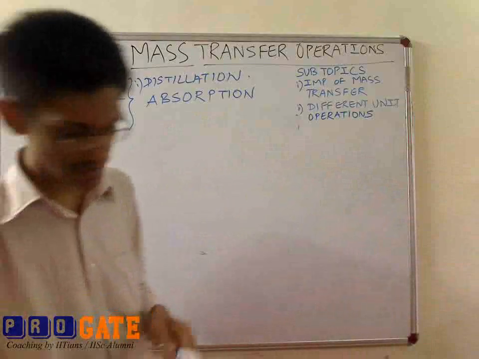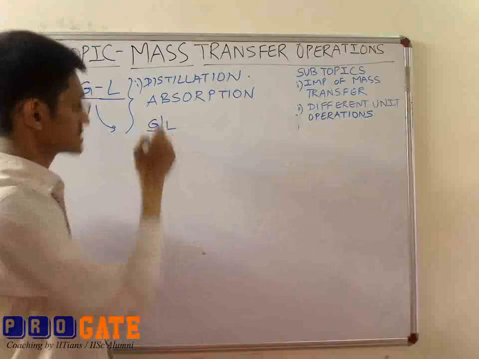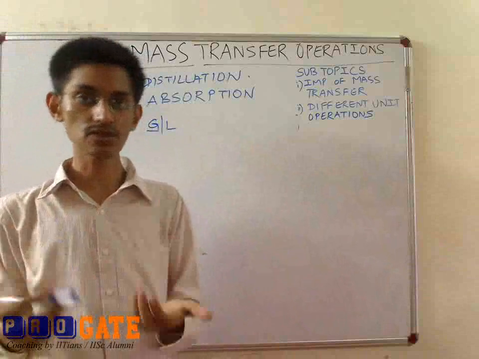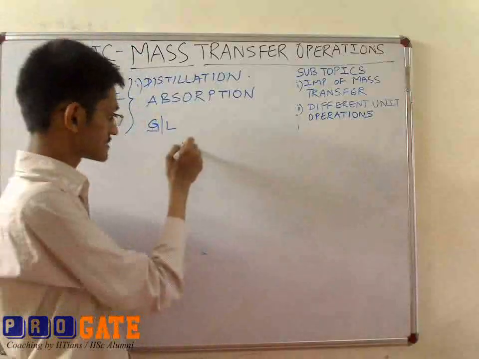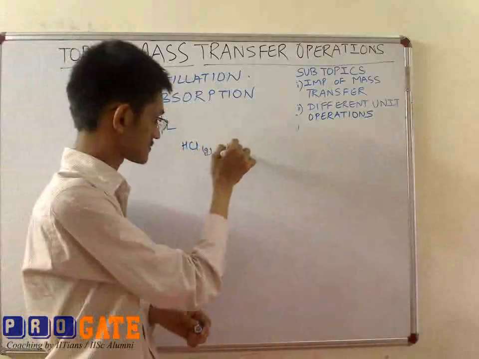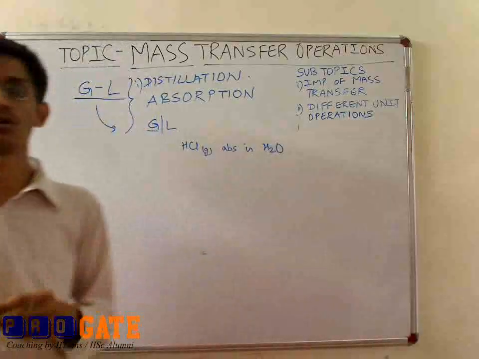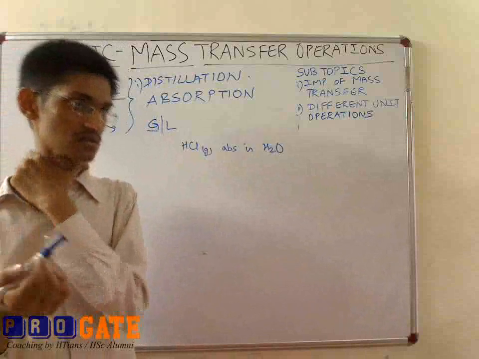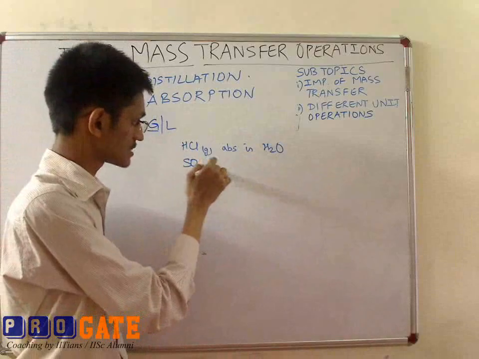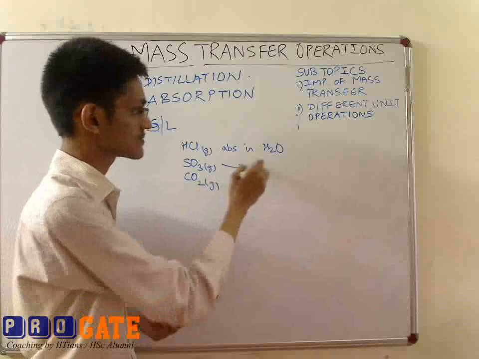So in absorption, a solute present in the gas phase is absorbed in the liquid phase. The liquid phase is the solvent. Examples: HCl gas absorbed in water, or SO3 or CO2 in some alkali solution.